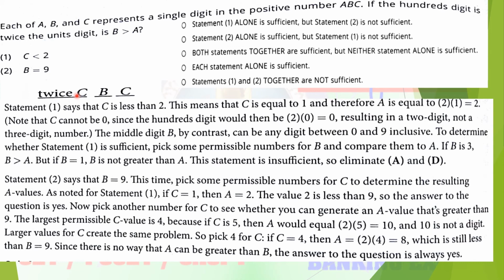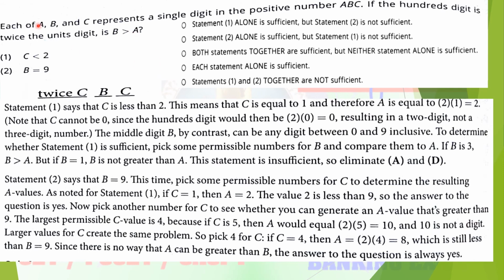C is less than 2 is given. So just with C less than 2, you can choose C equal to 1 and therefore A is equal to 2 into 1, which is 2. But C you cannot take as 0. Why? Because if C is 0, then A also is 0, so it is not possible. But for C less than 2, you could take any value, either 1 or 0 or minus 1. So from this statement you can't find out whether B is greater than A or not. It is not possible to find out.